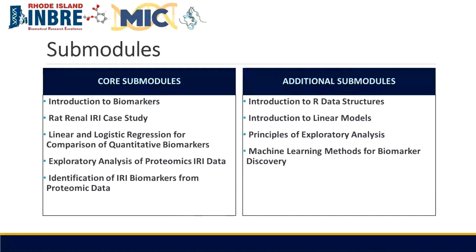The module consists of 5 core submodules and 4 optional supplementary submodules. Core modules include Introduction to Biomarkers, Rat Renal IRI Case Study, Linear and Logistic Regression for Comparison of Quantitative Biomarkers, Exploratory Analysis of Proteomics IRI Data, and Identification of IRI Biomarkers from Proteomic Data. Optional submodules include Introduction to R Data Structures, Introduction to Linear Models, Principles of Exploratory Analysis, and Machine Learning Methods for Biomarker Discovery. This module is currently hosted on the NIH Cloud Lab through Google Cloud Platform. The submodules are written using the R programming language and implemented using Jupyter Notebooks.